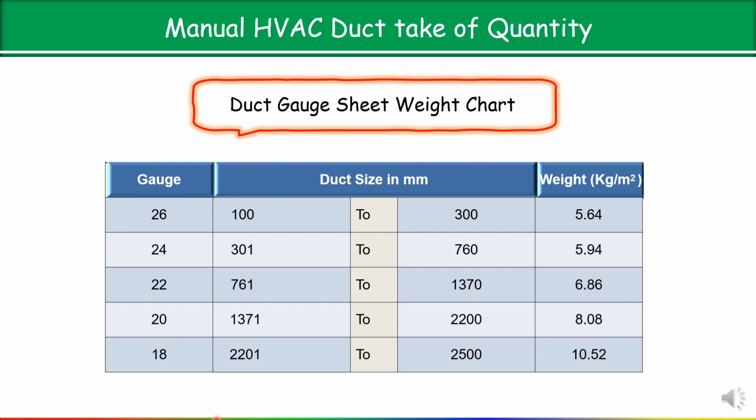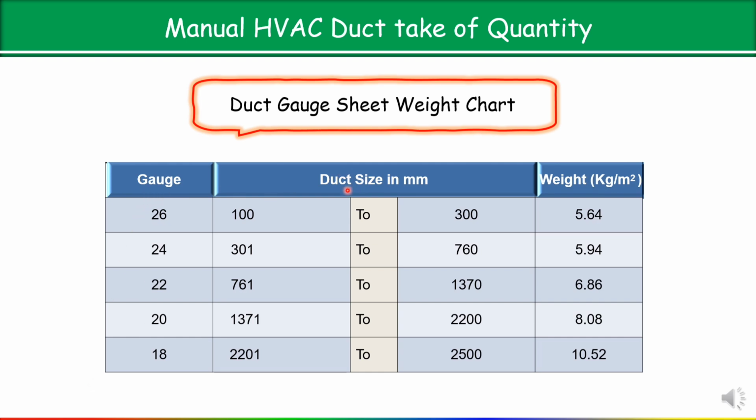Because remember, in the market the duct price, whether it is rectangular, circular or any shape of duct, you will get in rupees per kg. I am talking about India. Rupees per kg, or per square feet also. If you know the duct area, the rate is available per square feet, whatever price is in the market. If you want to calculate the weight of that duct, you can also do it with the help of this duct gauge sheet weight chart.